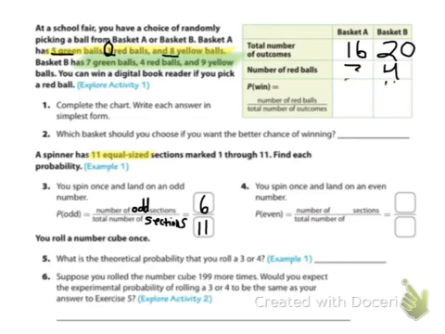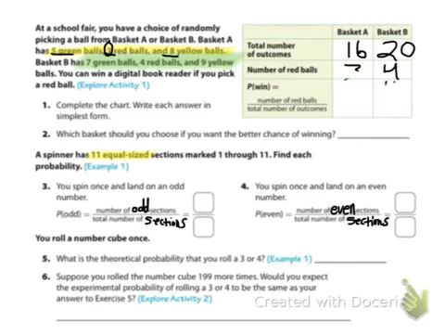Number 4, you spin once and you land on an even number. So we want the number of now even sections over the total number of sections. Total number of sections is 11, and there are 5 even ones. So you should write that down again. We're going to erase that so you don't just skip to the end of the video.